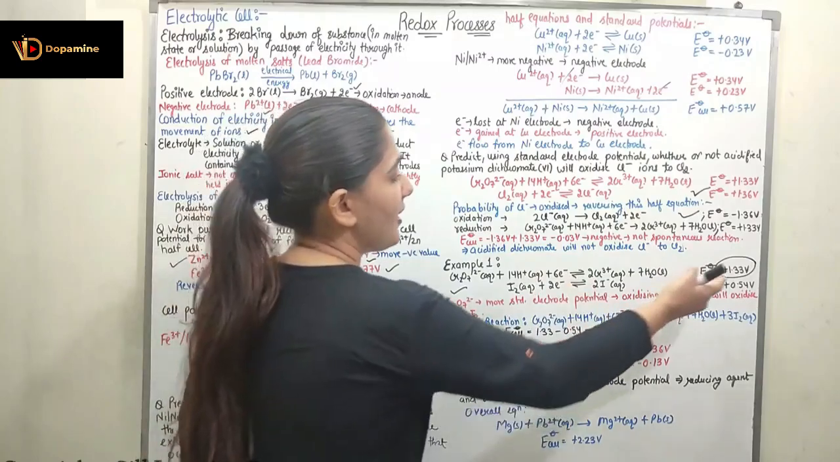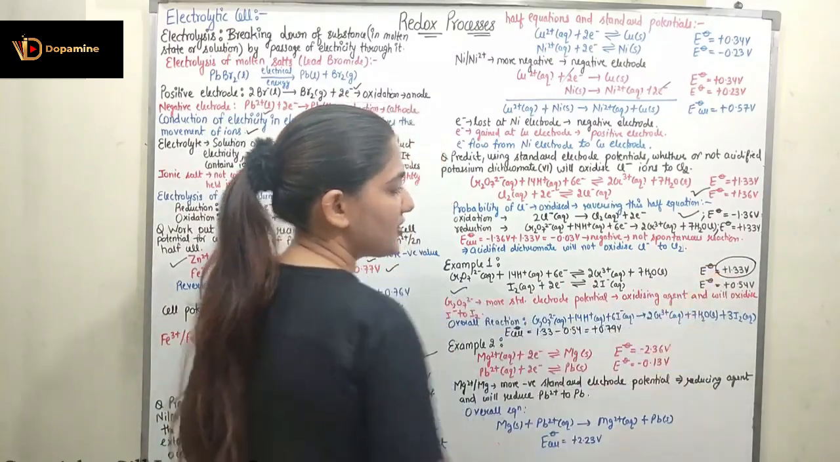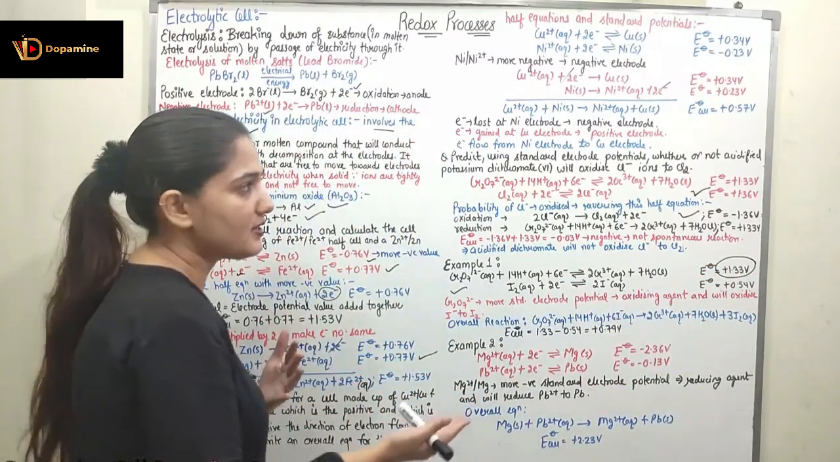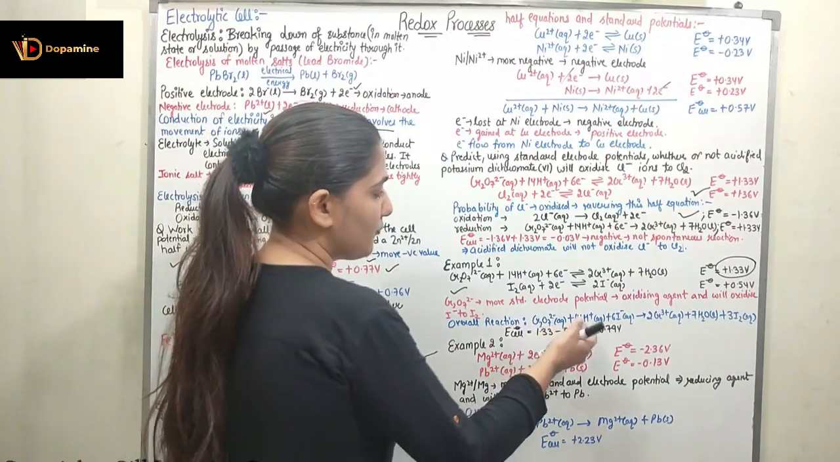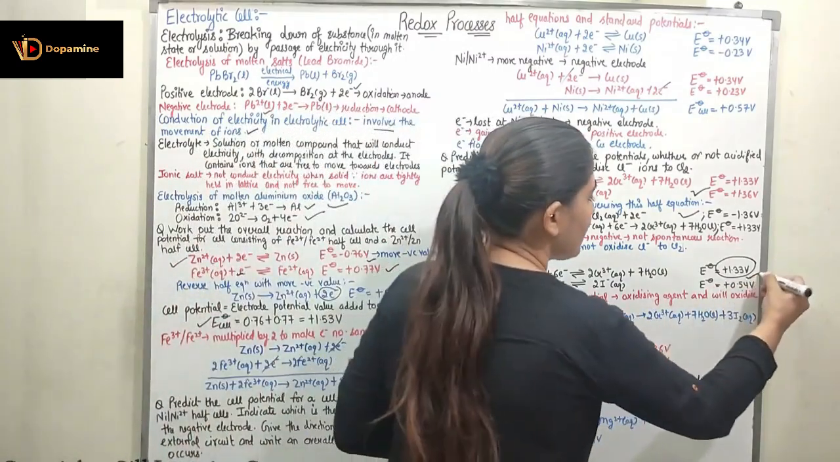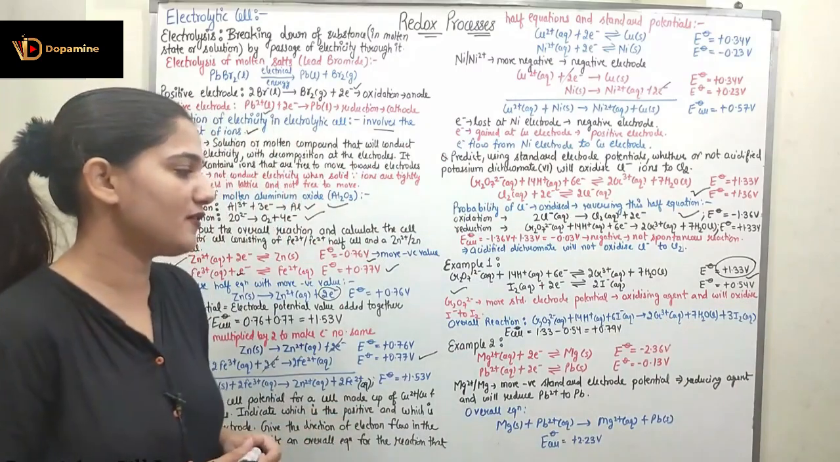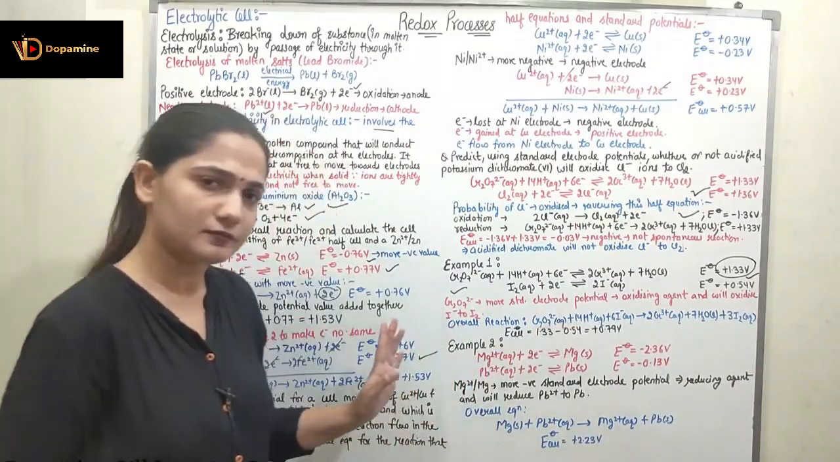This has the more negative electrode potential, so I am going to reverse it, right? This will be acting like a negative electrode. So the E cell would have the negative value of this. So 1.33 minus 0.54 is 0.79 volt, right?